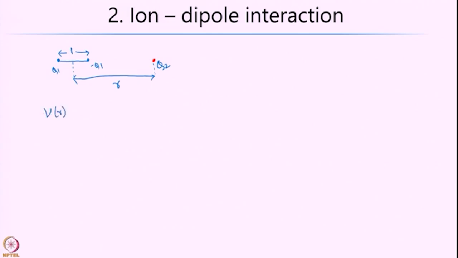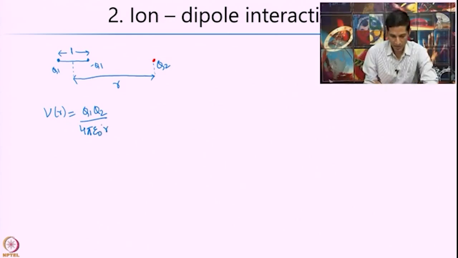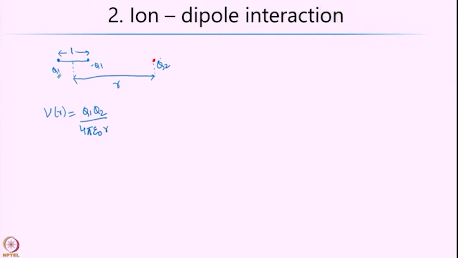So let's first write down V of R is equal to Q1 Q2 divided by 4 pi epsilon naught R. This is for a typical interaction between two charges. This is what we saw in the previous slide, right? Now let's try and apply this to the present case here. So what can happen is the Q1 can interact with Q2, and the minus Q1 can also interact with Q2, right? So now I will write both the forms and add them up to give me the potential for the entire system.